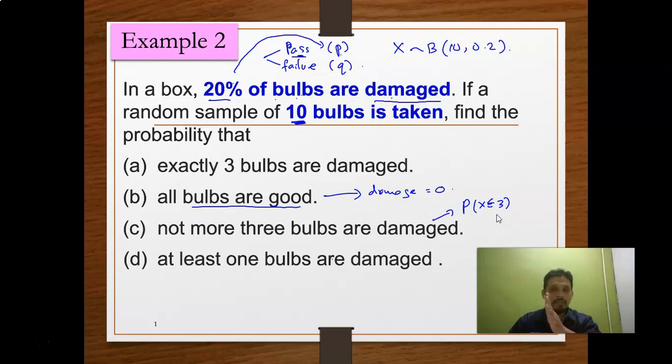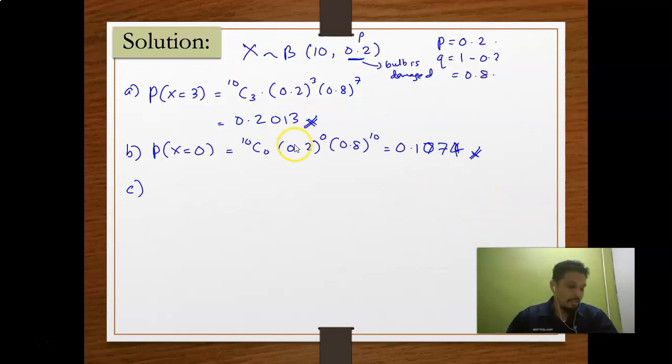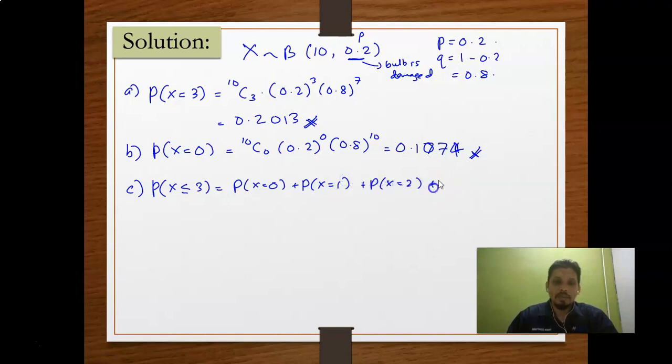So 3 is the limit. So either X equal to 0, X equal to 1, X equal to 2, and X equal to 3. So then we are going to list down all of this. Probability of X less than or equal to 3 is probability of X equal to 0, plus probability of X equal to 1, plus probability of X equal to 2, plus probability of X equal to 3. Okay, so we list down all one by one.